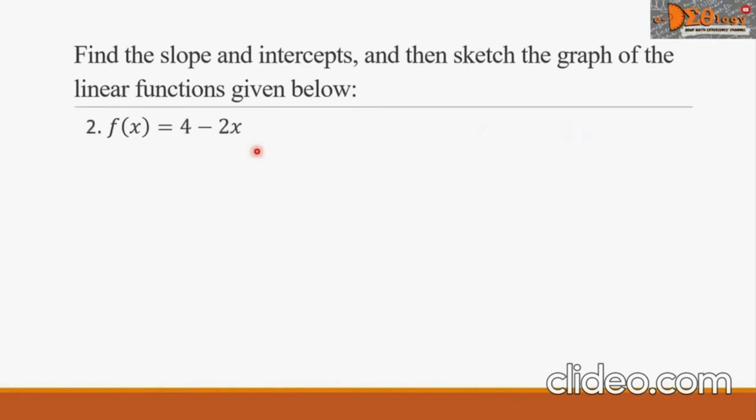Let us have example 2. Let us find the slope and intercepts and sketch the graph of f of x equals 4 minus 2x.